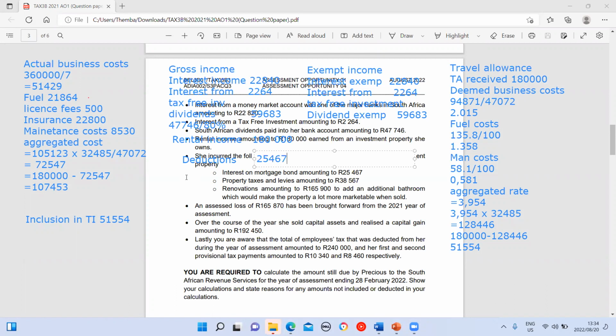Then in terms of the property taxes and levies amounting to 30,567, without paying your property taxes, you won't be able to produce income. So it is valid that this property tax isn't a portion of income, so it will be a deduction. Hey, what do I do here now?